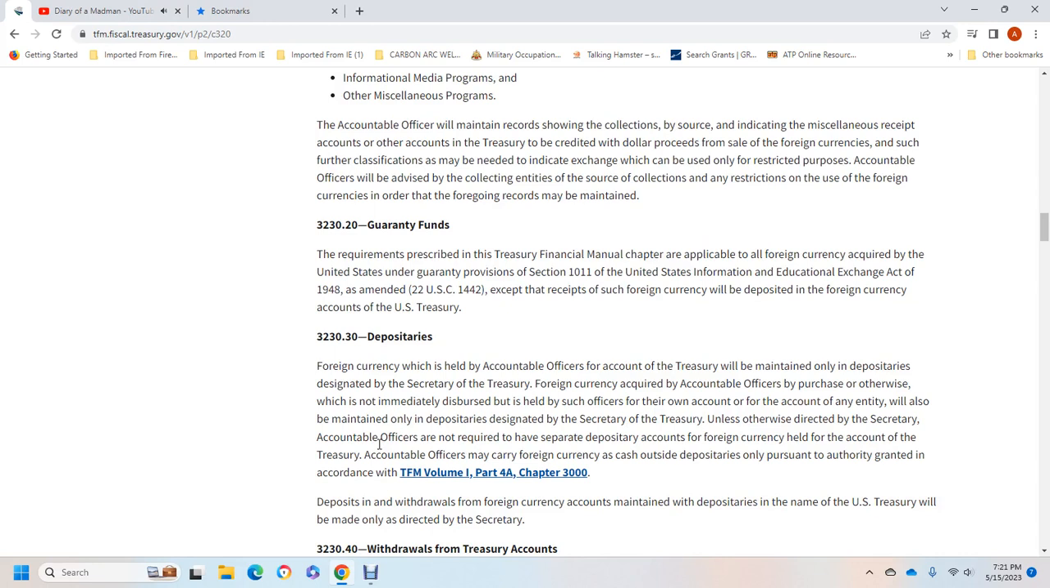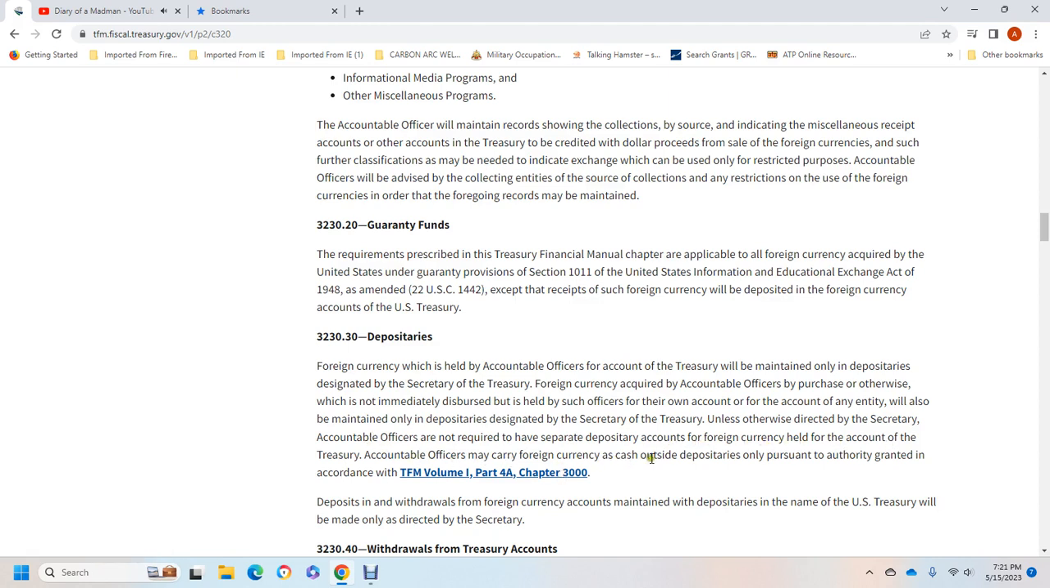323030 Depositories. Foreign currency held with accountability of the account with the Treasury will be in the depository designated by the Secretary of the Treasury. Foreign currency acquired with the accounting office purchase otherwise, which is not immediately disbursed for the held served officer of the account, is also to be maintained in a depository designated by the Secretary of the Treasury unless directed by the Secretary of the Treasury.